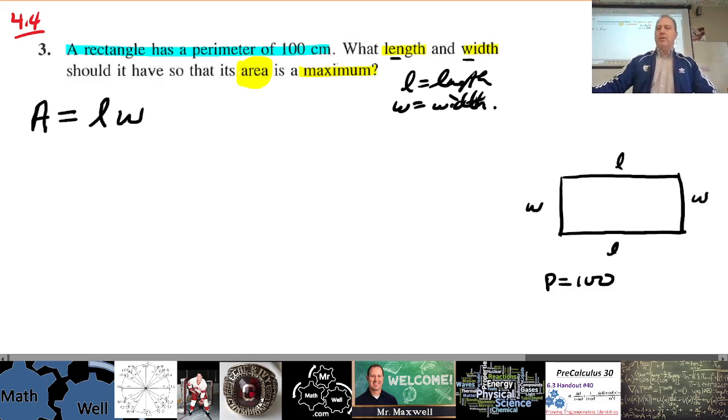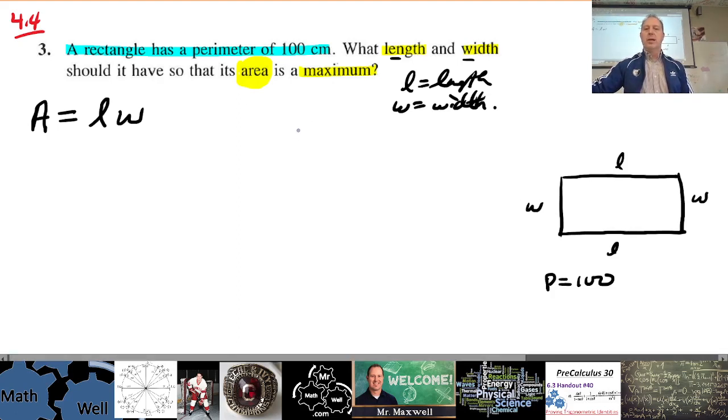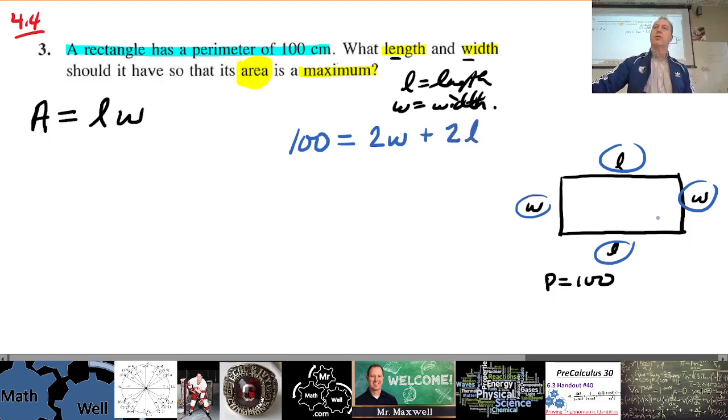So the first part, the constraint part, talks about the perimeter, and it has to equal 100. So I'm going to make an equation for the perimeter being 100. So 100 has to come from the sum of all the sides. So that's going to be 2 W's and 2 L's. Okay, so the width, the length, and the length all added together.